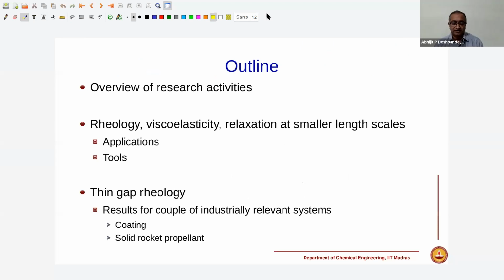So the overall outline of what I'm going to do is initially start with some overview of what we've been doing over the years, just to place in context the different types of materials that we try to probe for their viscoelastic response. And then I'll try to give a few examples from current literature.